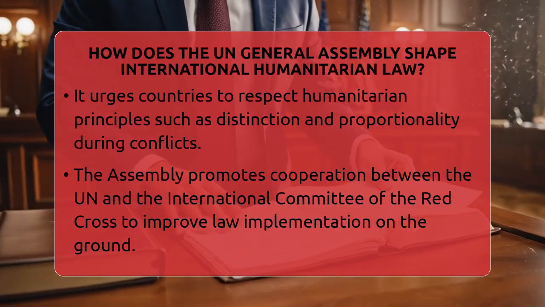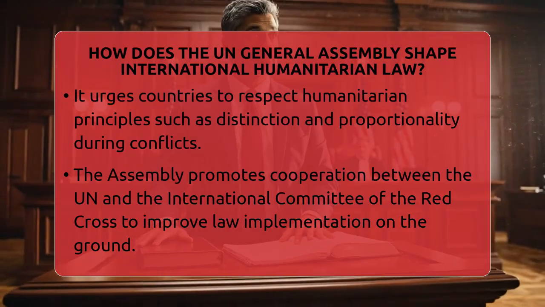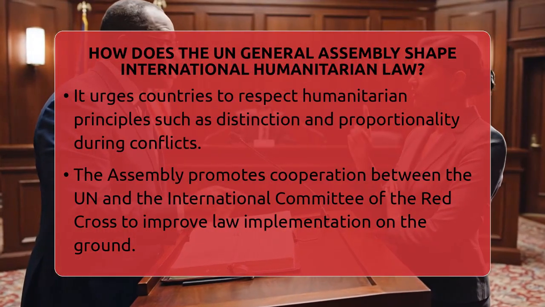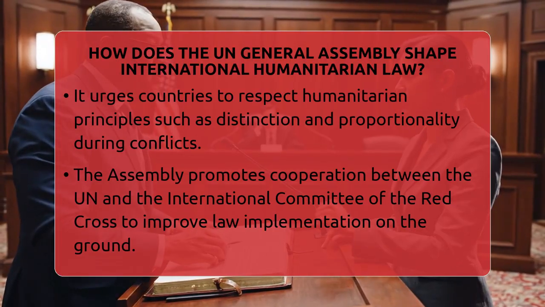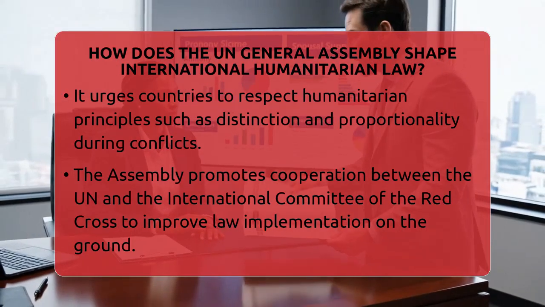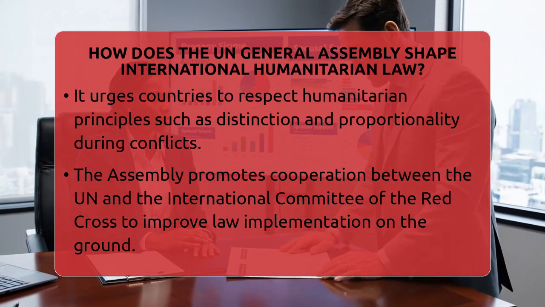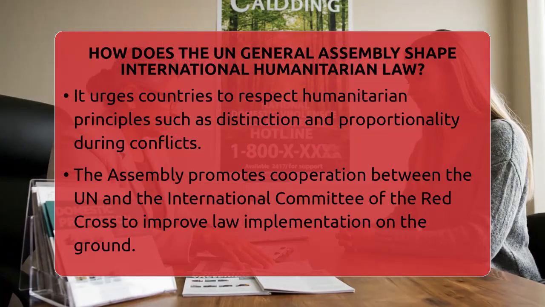In times when the Security Council cannot act because of disagreements, the General Assembly can step in. It uses the Uniting for Peace resolution to authorize collective action, including humanitarian interventions. This allows the international community to respond to crises and protect civilians even when other bodies are deadlocked.